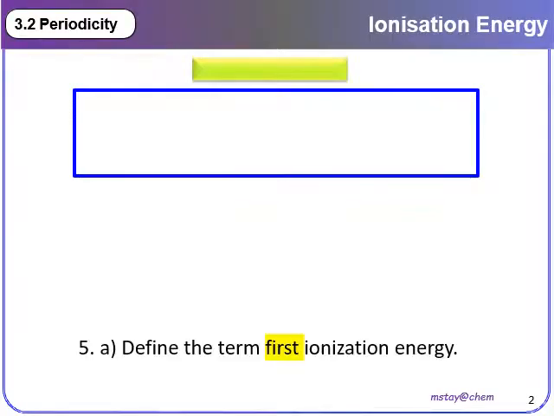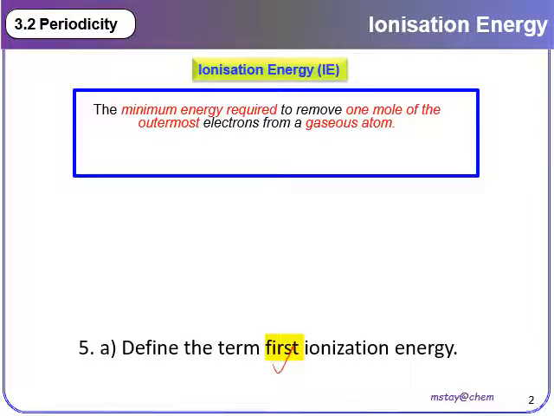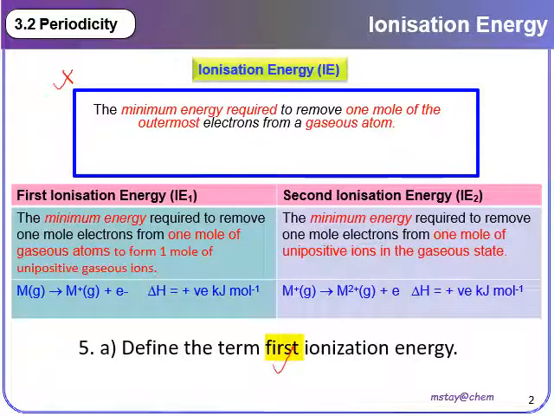Now proceed to tutorial question number 5a. Define the term first ionization energy. Just now we already introduced three definitions. First is ionization energy, which in this case is not suitable. Then we have first ionization energy and second ionization energy, so definitely this is the definition that is required. Let's say you think that the sentence you make may not be correct, then you can support it with the chemical equation. But you cannot just write the equation without the definition in words.